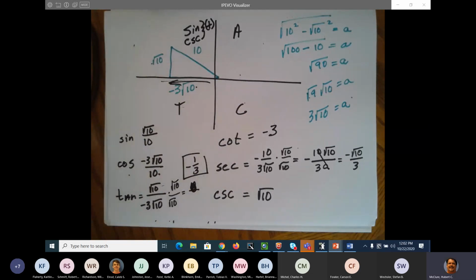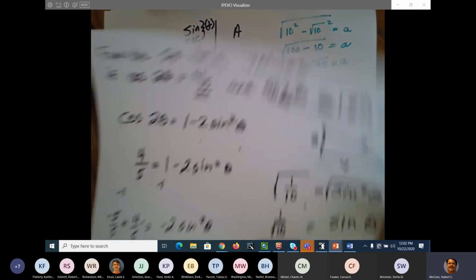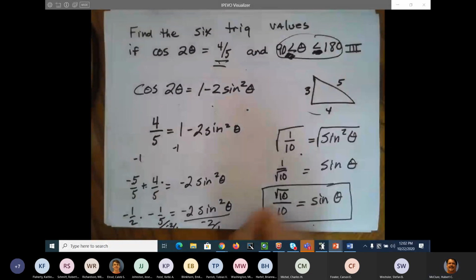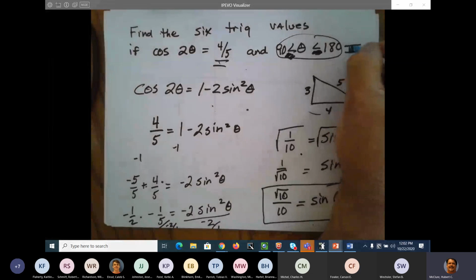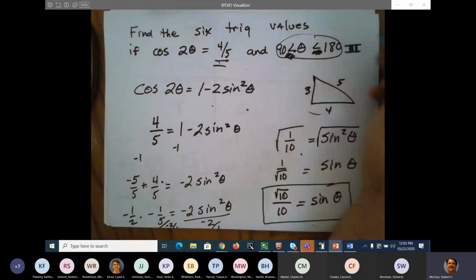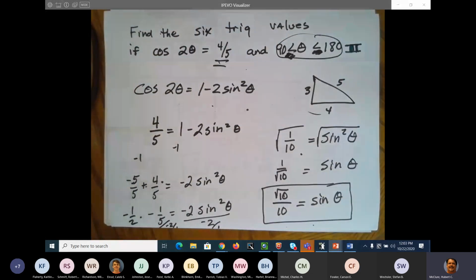Now that's a good question. You might want to write that one down. I like that one. Find the 6 trigonometric values given that the cosine of 2 theta is equal to 4/5, and make sure that you get it in the second quadrant. I don't know why I put third right beside it. That's the second quadrant.